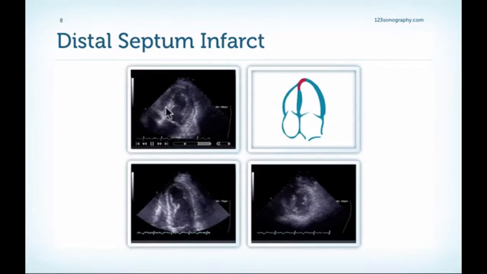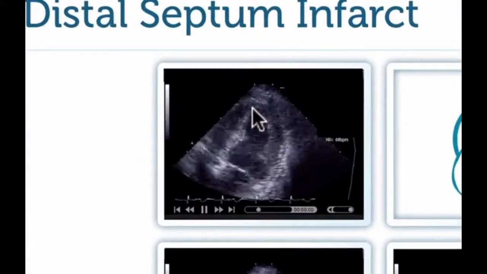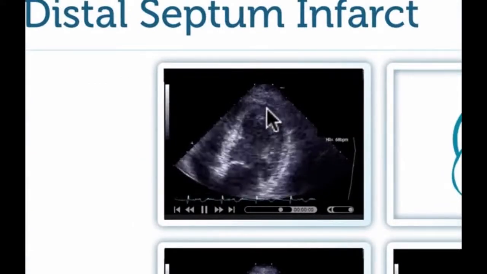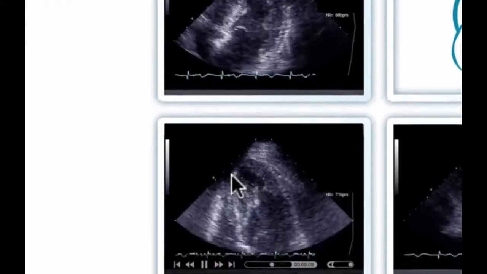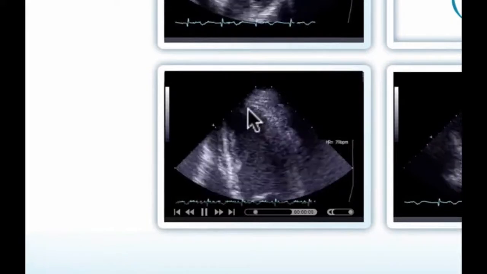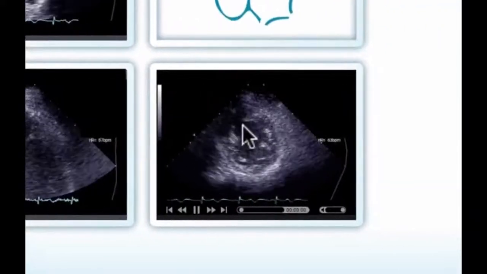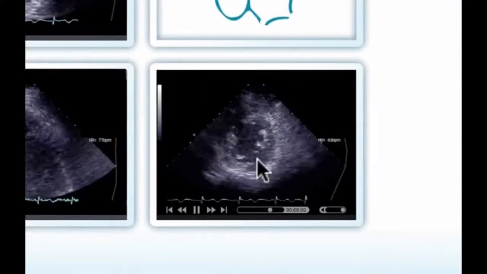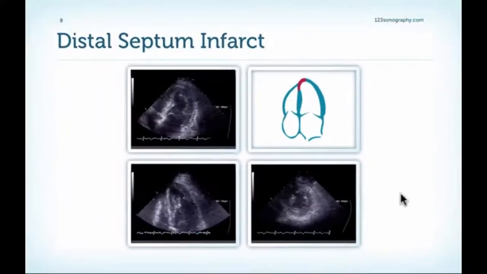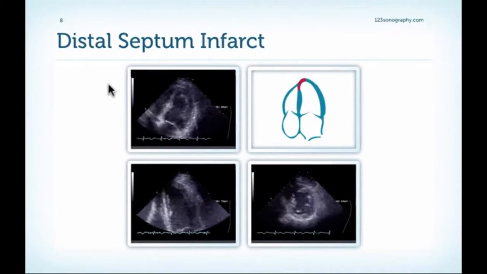We see that there's a small region of hypokinesia here in the distal septum, and the residual function here is okay. Again, small region, distal septum. If you look at the short axis view, you can see that the mid segments are all normal in contractility. So these infarcts too are fairly difficult to see at times.